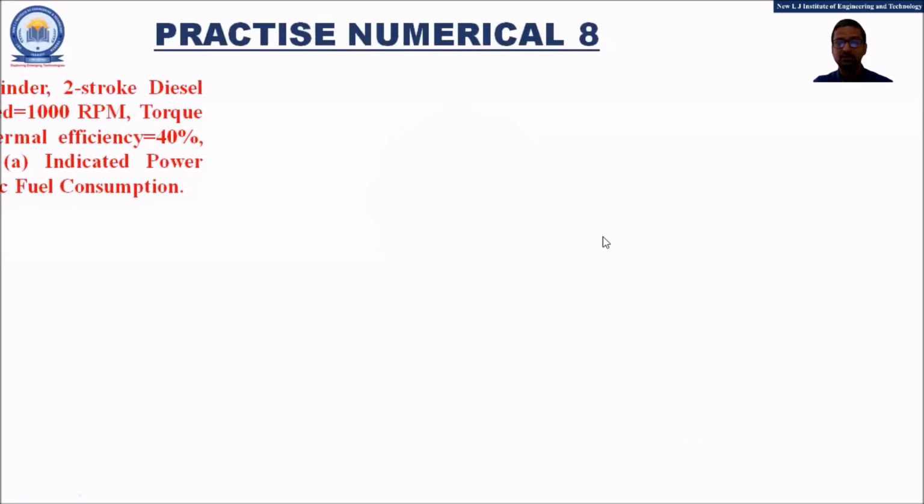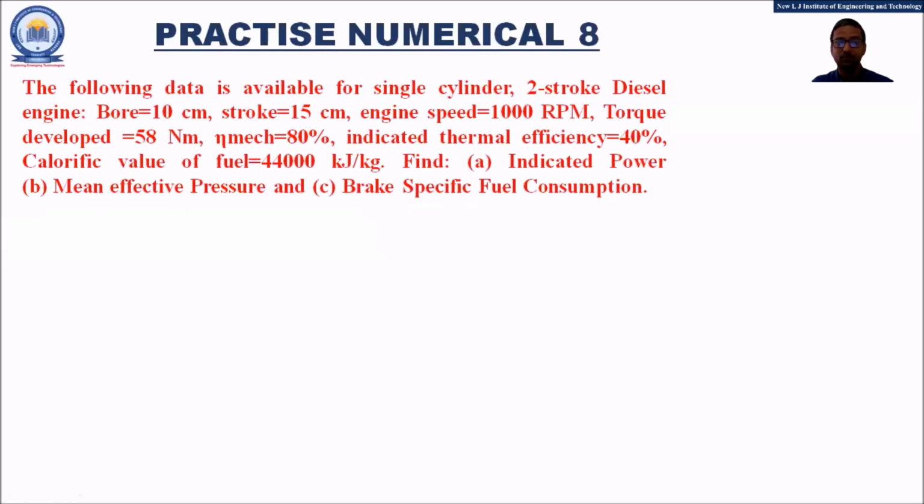So the numerical states that the following data is available for a single cylinder, two-stroke diesel engine. The bore is equal to 10 centimeter, stroke is equal to 15 centimeter. The engine speed is equal to 1000 rpm. Torque developed is equal to 58 Newton meter.